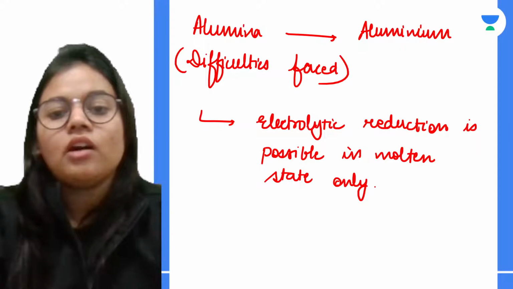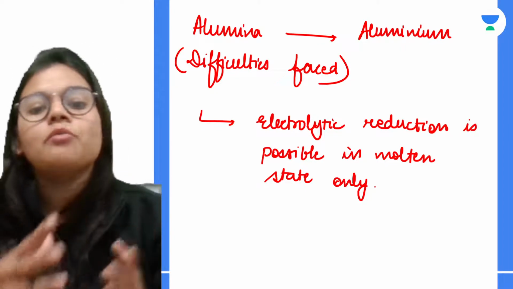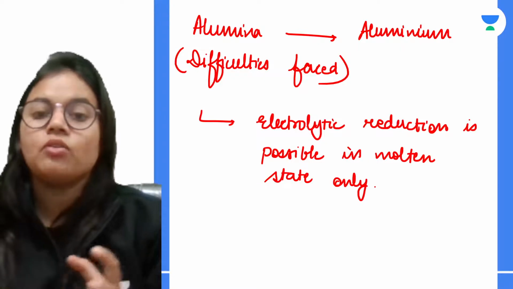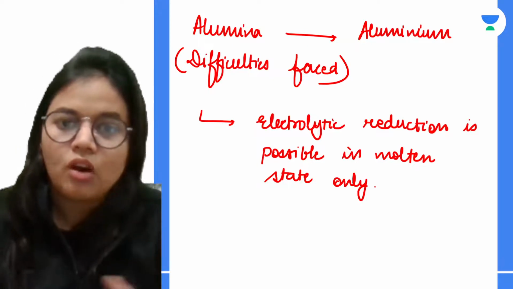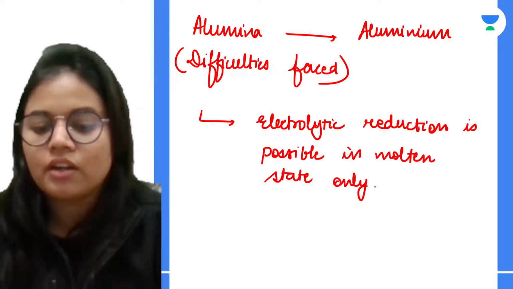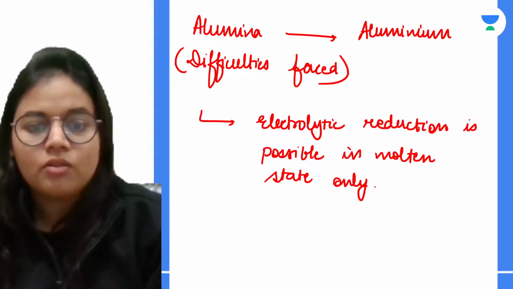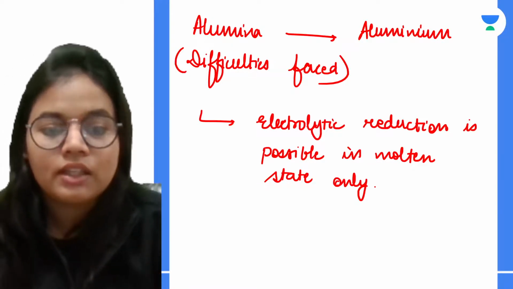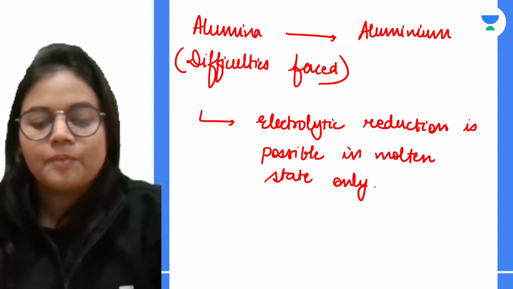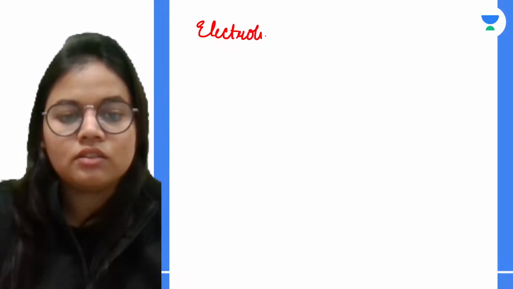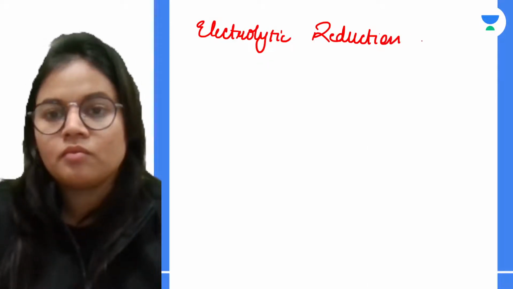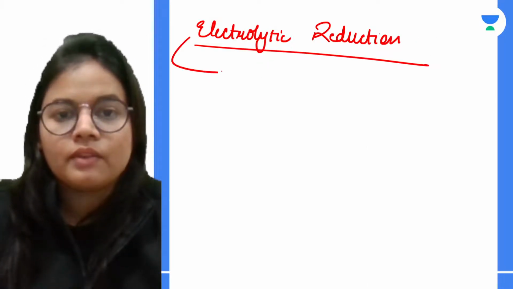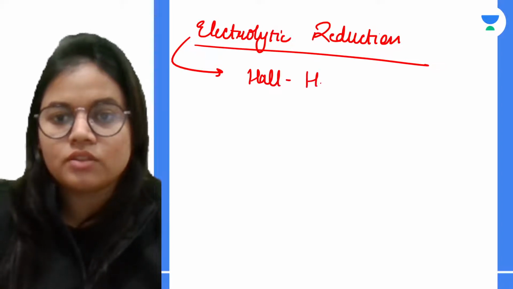Now this particular difficulty was removed by Hall, which we are going to learn in Hall-Heroult's process. We are going to use some suitable solvents. We are going to use cryolite. We are going to use some other important compounds so that things become easier. Now, electrolytic reduction is also known as Hall-Heroult's process.